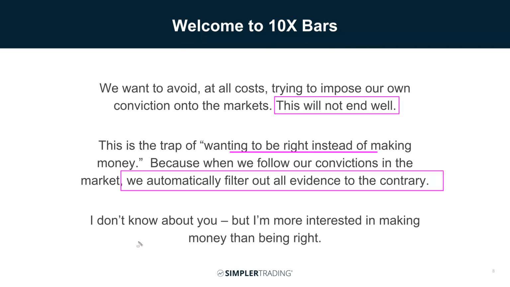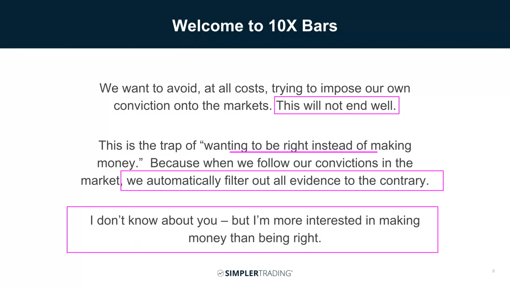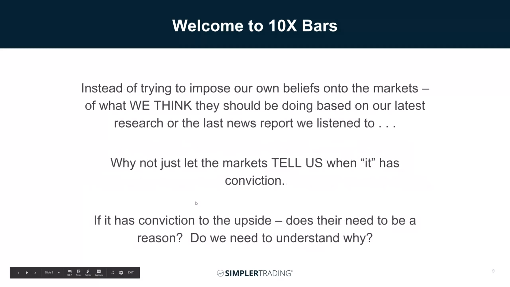At the end of the day, I am much more interested in making money than being right. Nobody is given awards for being right. No mortgages are paid for being right. Mortgages are paid by making money. So instead of trying to impose our own beliefs onto the markets of what we think they should be doing, based on our latest research or the latest news report we listen to, why not just let the markets tell us when they have conviction one way or the other?